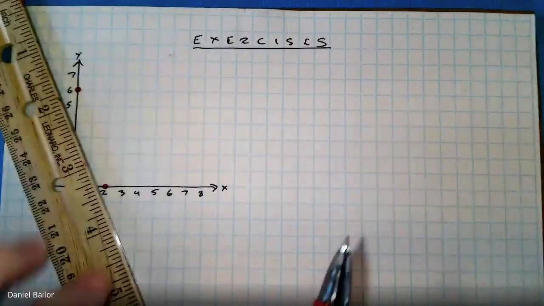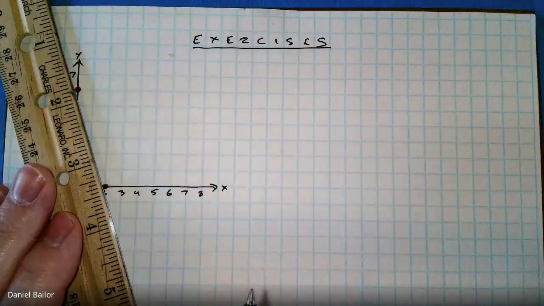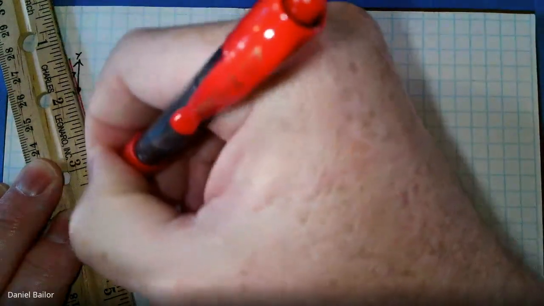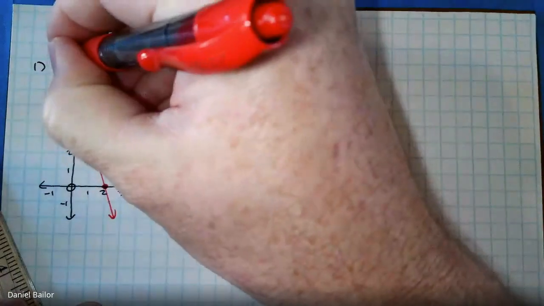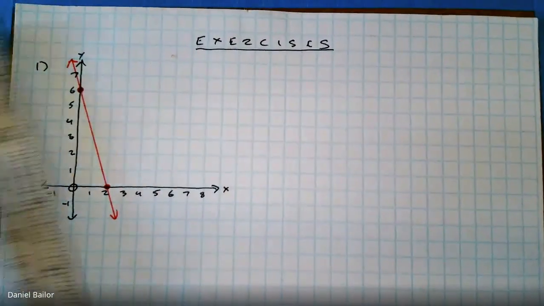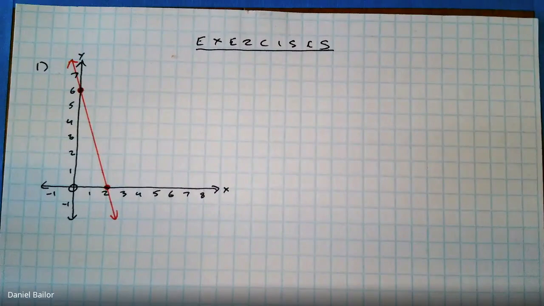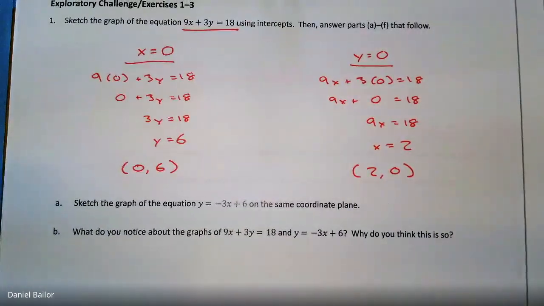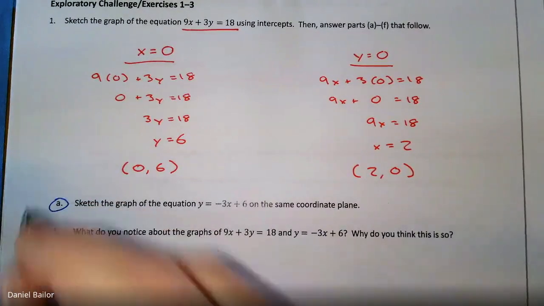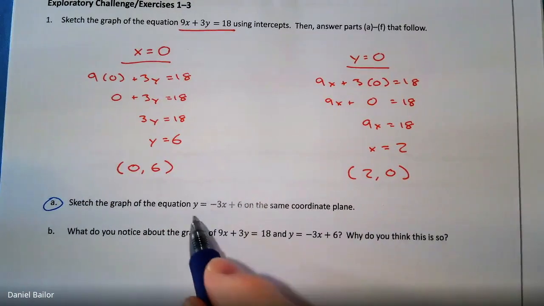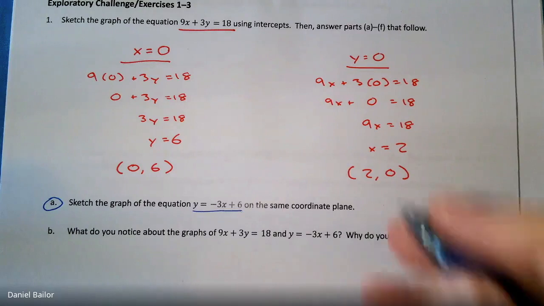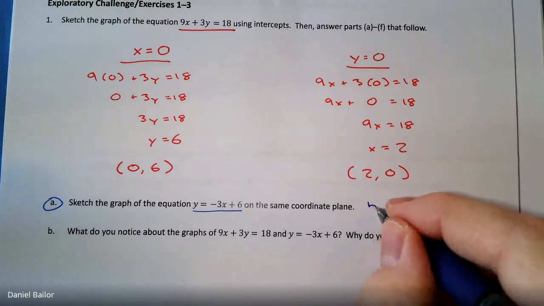Now to make my line, I just play every kid's favorite game. Connect the dots. Connect the points. And that is the graph of my line. There we go. So I did that first part. I graphed using intercepts. Part B now, I need to sketch the graph of this equation on the same coordinate plane. So this is in slope-intercept form.